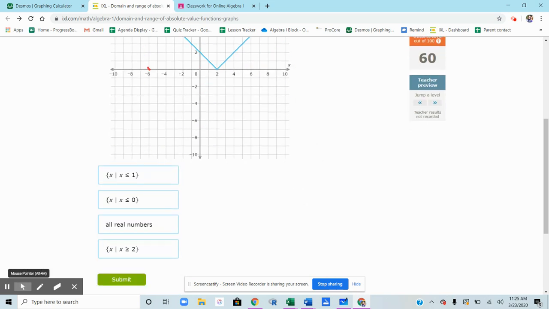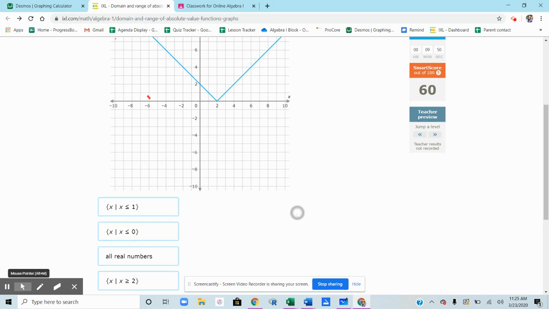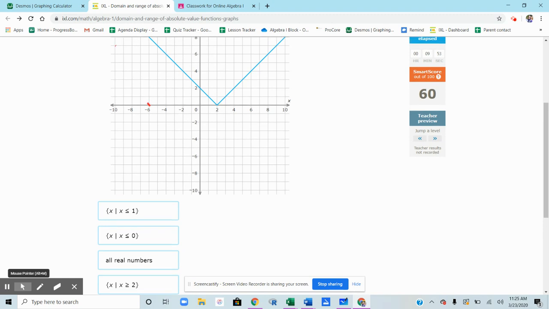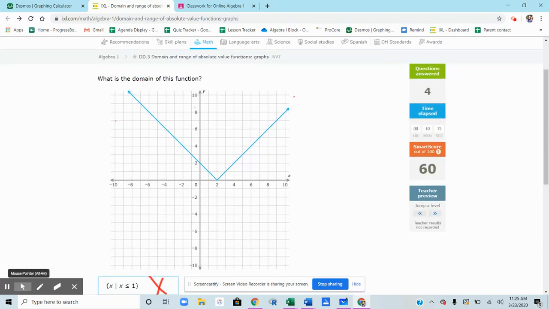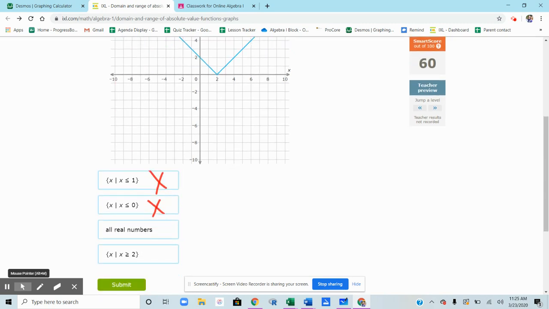X is less than or equal to 0. Well, kind of the same issue that we had before. That one just starts there at 0 and looks at everything to the left. But what about the things to the right? So neither one of those makes sense. All real numbers means it goes forever to the left and forever to the right. Is this graph going to go left forever and right forever? Yes, it is. So your domain is once again all real numbers.